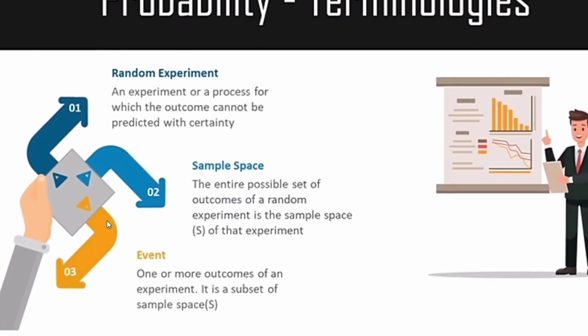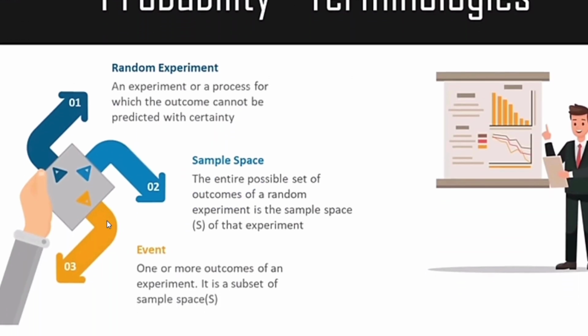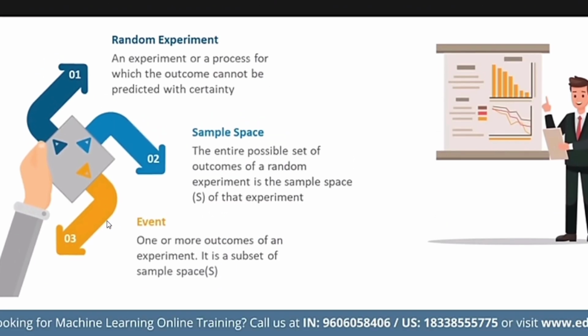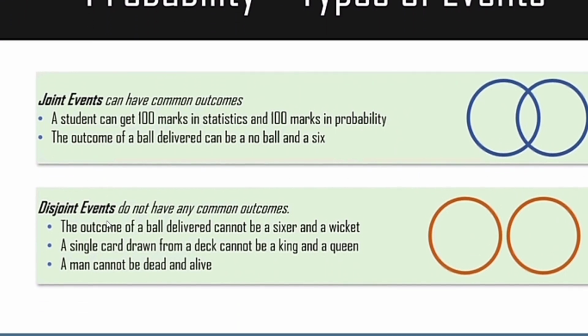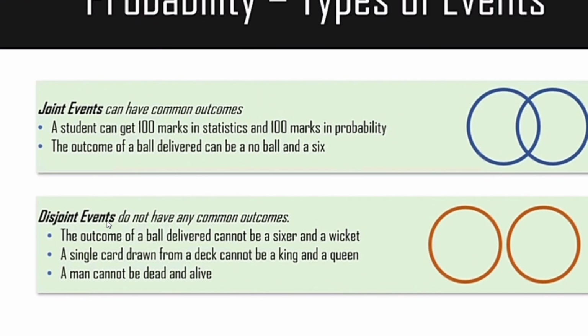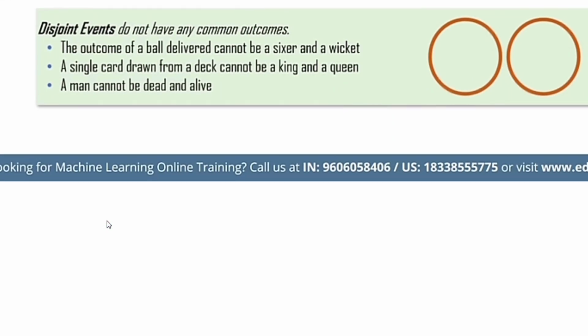The next thing in probability is terminologies. Random experiment means we are doing the experiment. Sample space means the total outcomes; in a dice, 6 is the sample space. And event means what will occur, like 1 by 6 will occur, that is the event. The next thing is joint event and disjoint event. Joint event means, out of 100 students, some are common. Disjoint means both outcomes are different, like that.